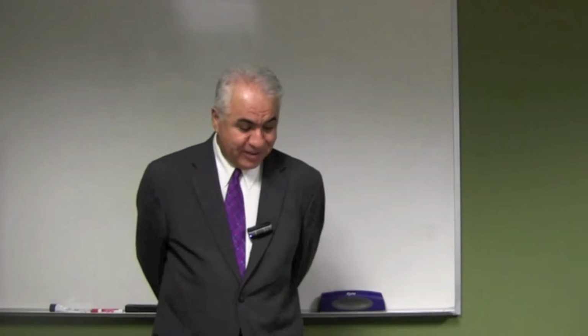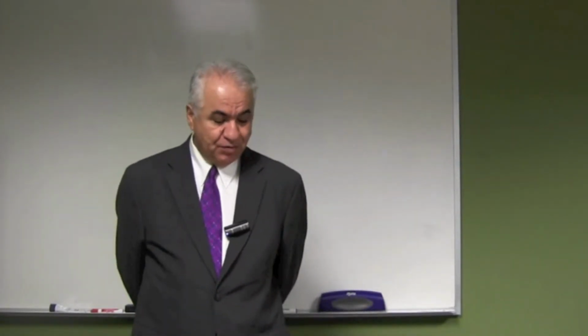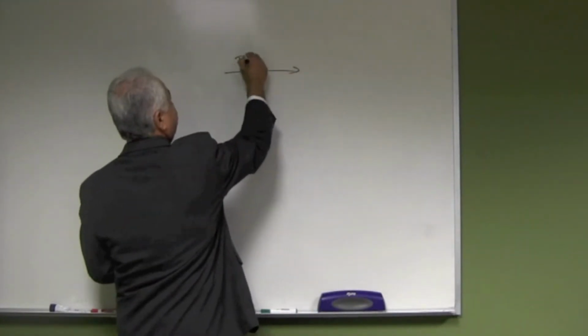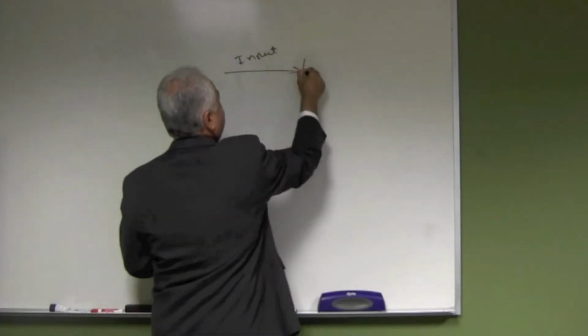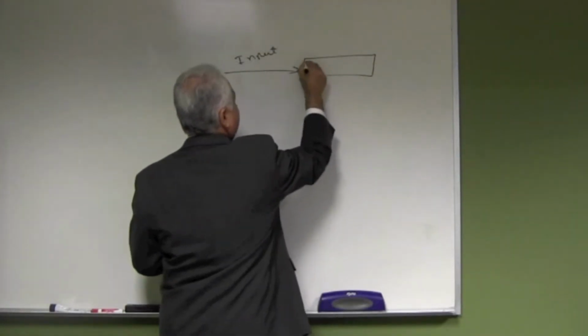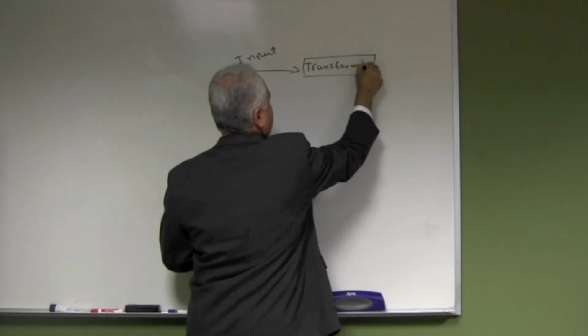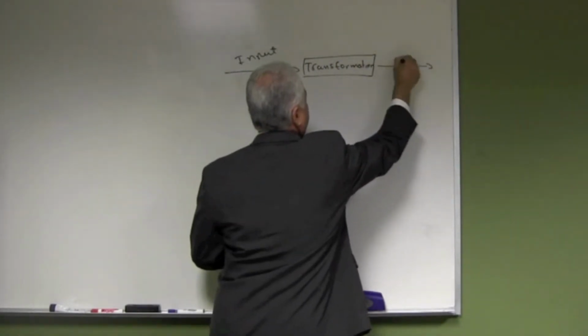Today we're going to talk about a process, what is a process, and introduce the process view of an organization. In the simplest form, a process is the transformation of input into output, and can simply be depicted as: this is input, this is the transformation process, and you have output.